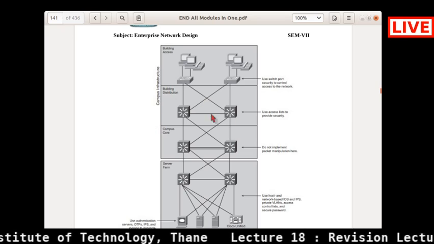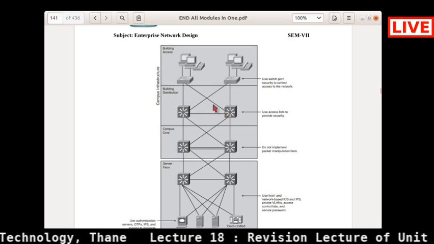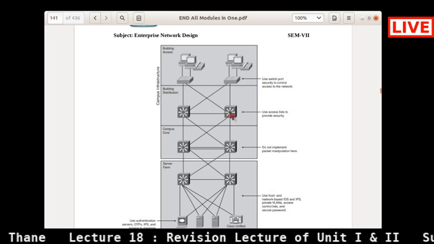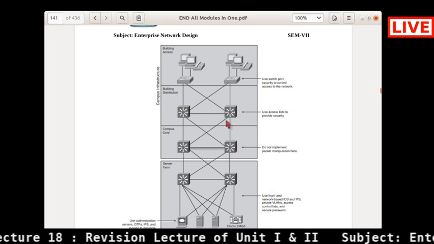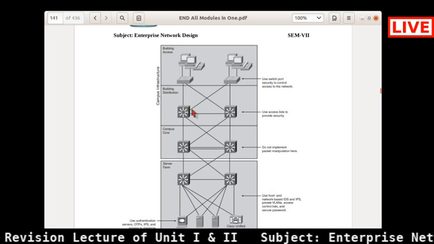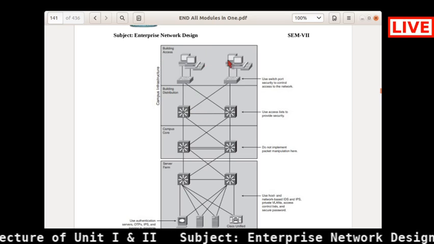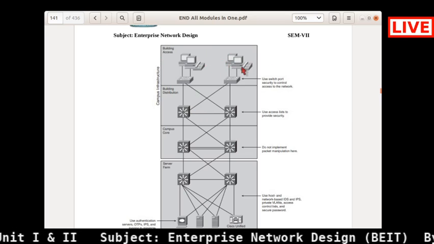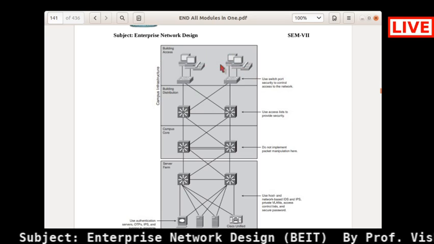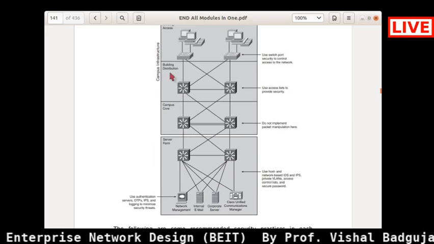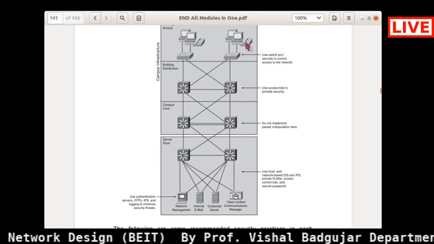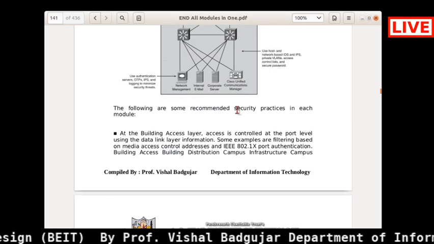So we are moving toward our distribution layer, right? Here you can use all the ACLs and all those things, so it will be manageable here. Then the next one is your access layer, right? Here you can use port level security in your network, so in that way security can be integrated into this particular campus infrastructure, right?